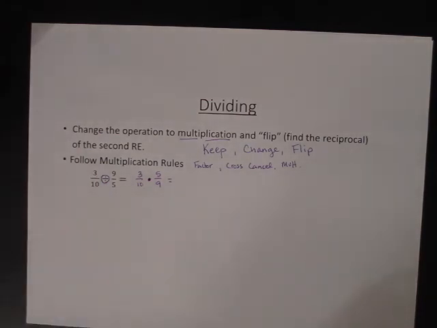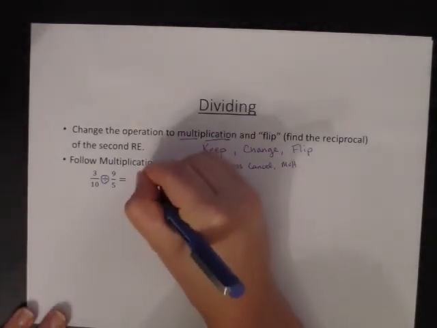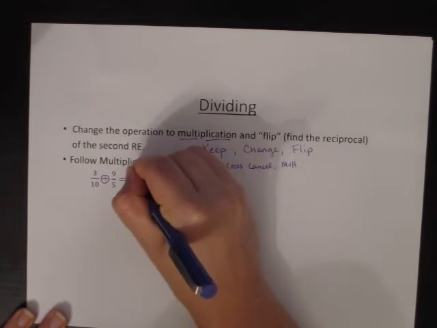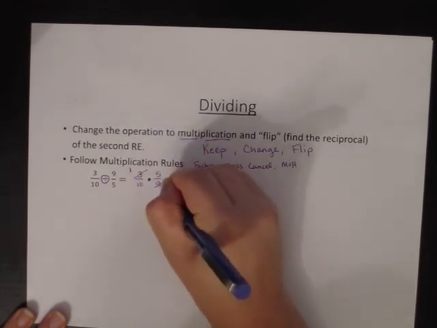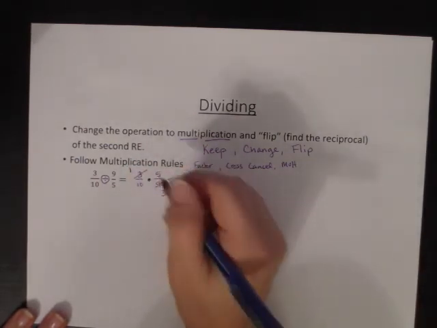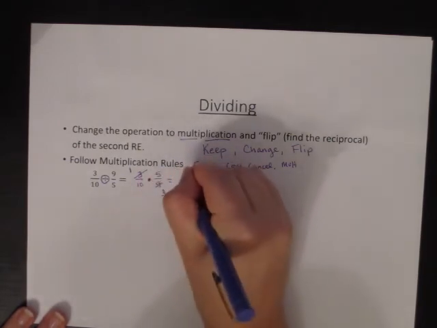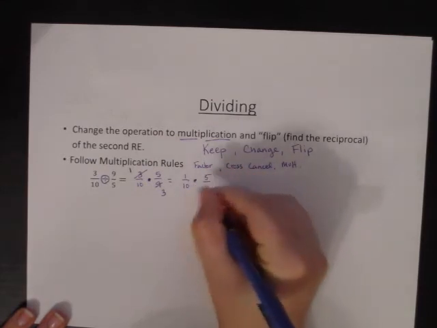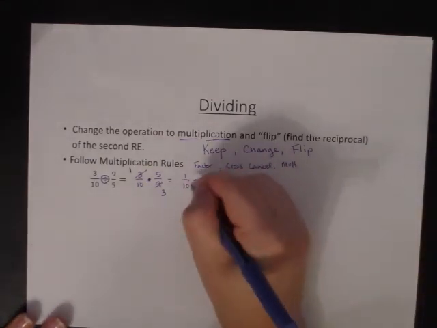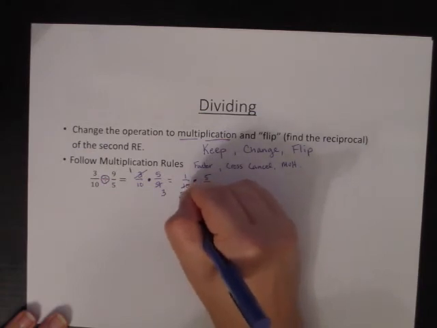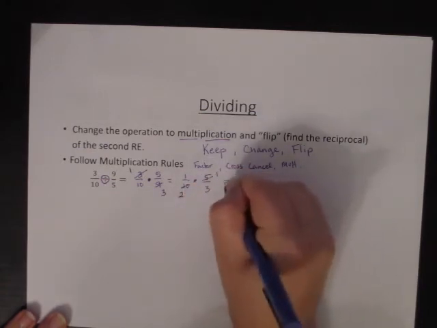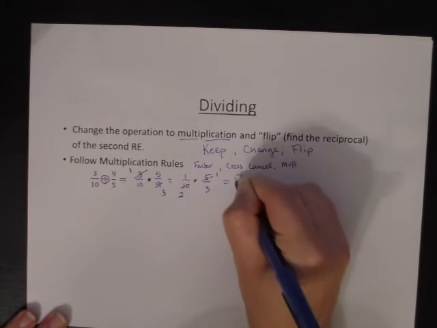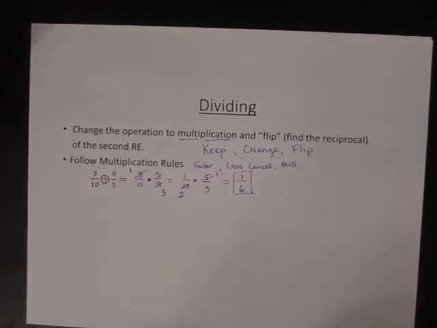Now, because this is just fractions, we can't factor anything, but we can cross cancel. So 9 and 3, what goes into 9 and 3? 3. So 3 divided by 3 is 1. 9 divided by 3 is going to be 3. 10 and 5. So I have 1 over 10 times 5 over 3. So 10 and 5. What goes into 10 and 5? 5. So 10 divided by 5 is 2. 5 divided by 5 is 1. So I've got 1 over 6. Multiply straight across.